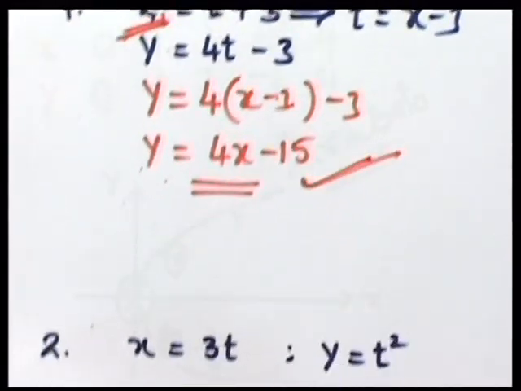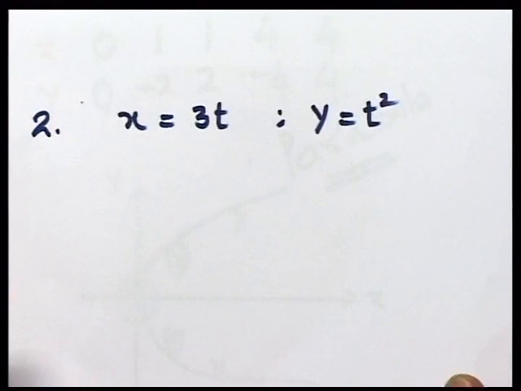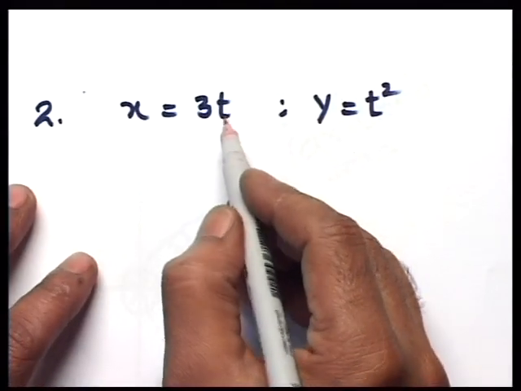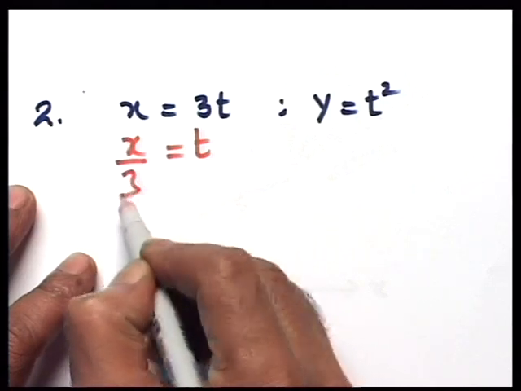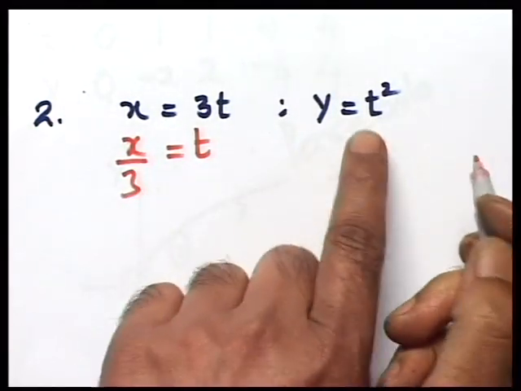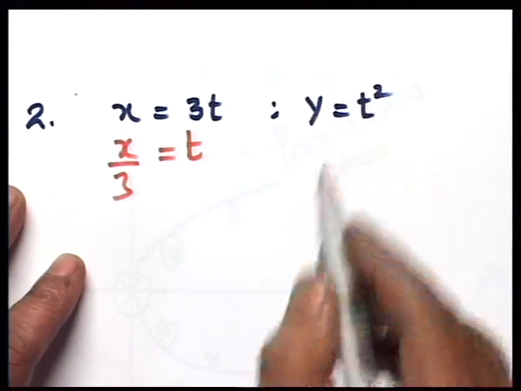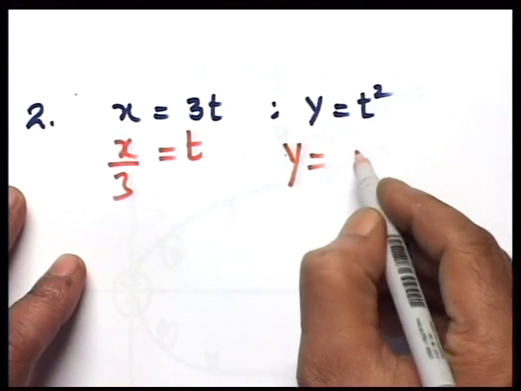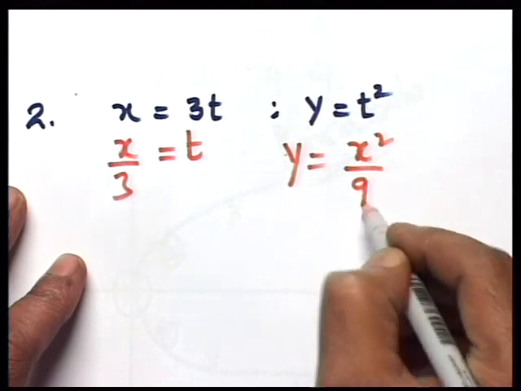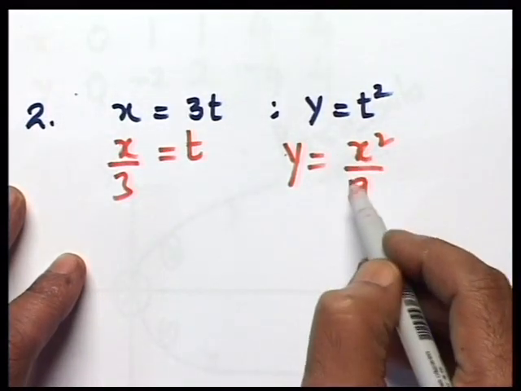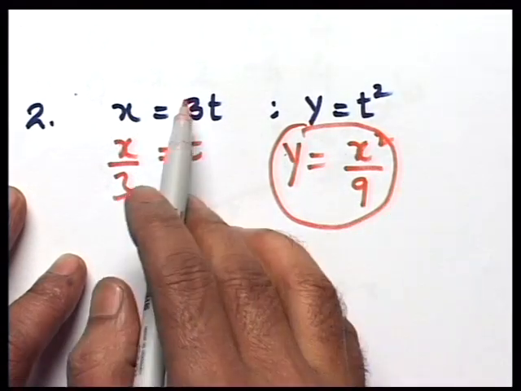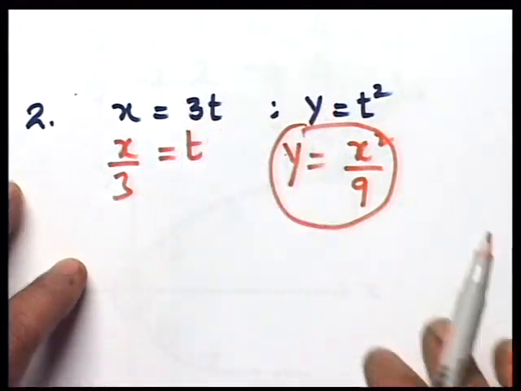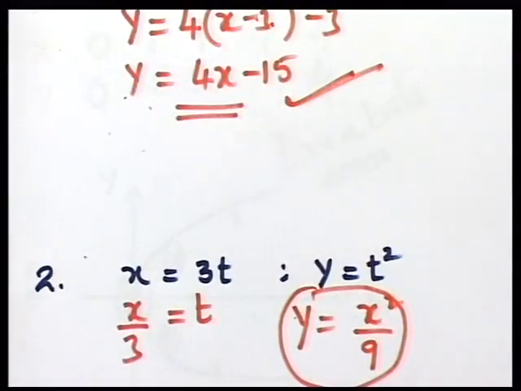I'm looking at the second one now, which says x equals 3t. So make t the subject, we have 1/3 x or x over 3. That's what you substitute in place of t for y. So y equals t squared, which is x squared over 9. Right, so it's 1/9 x squared. That is the Cartesian form of the parametric equations which we have. That is how you convert one into the other.